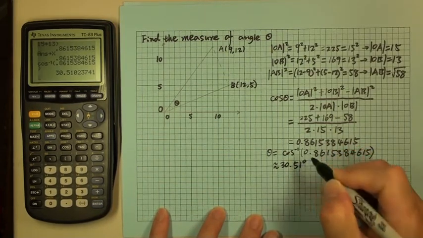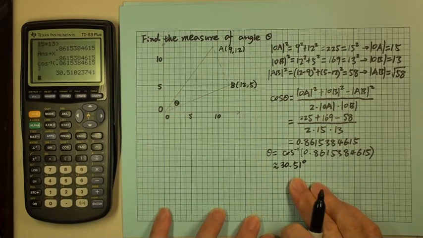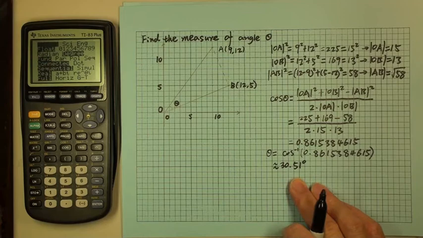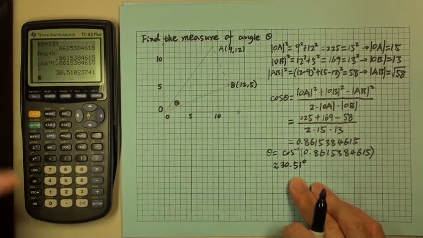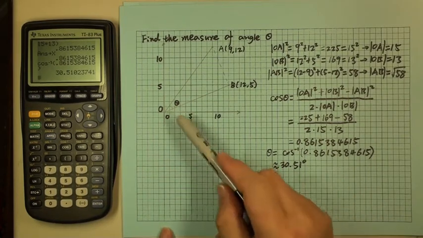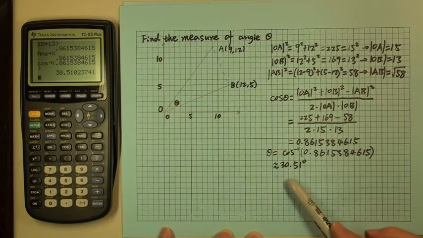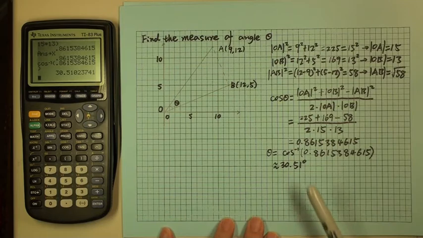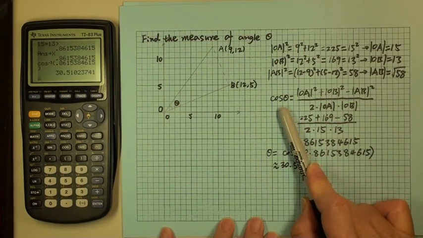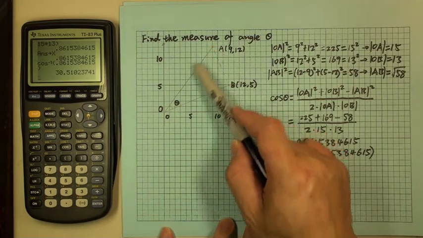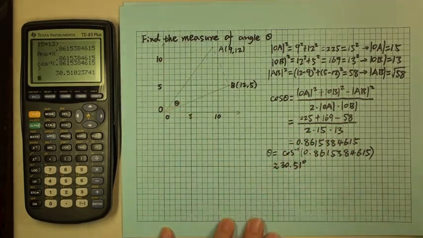30.51 degrees. How do you know this is in degrees? Again, if you hit the mode, you see degrees highlighted. So you know the answer comes out in degrees. So here we know this theta is 30.51 degrees. The law of cosine is very powerful. For any two given points, we can immediately tell how large this angle is.